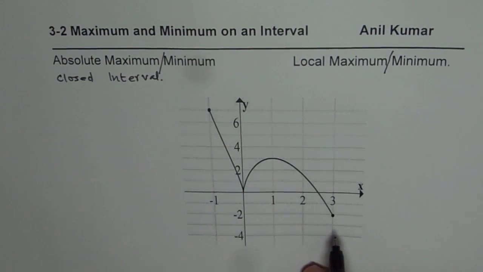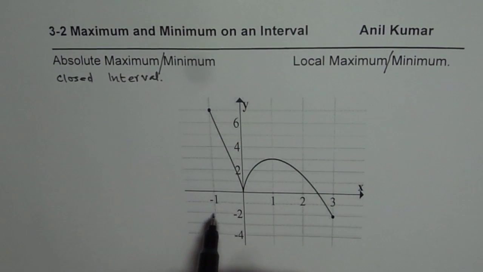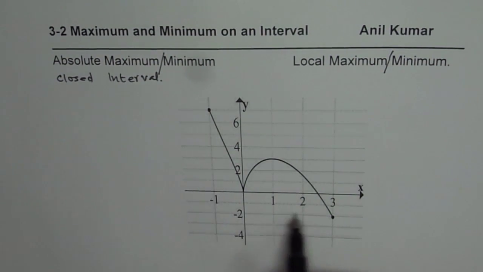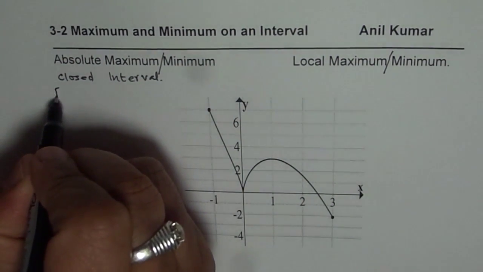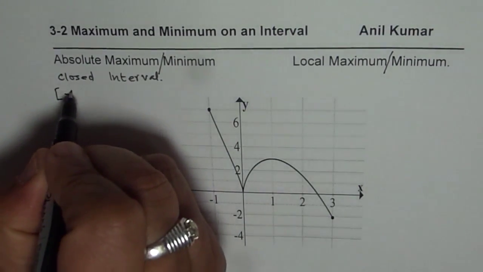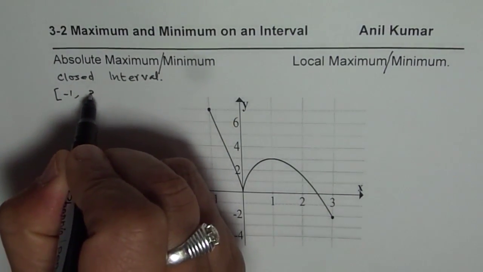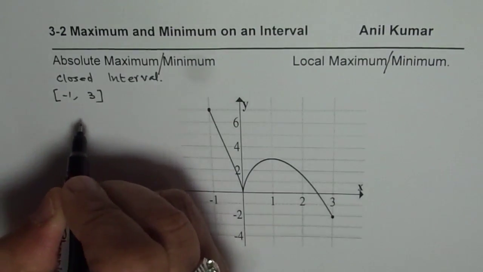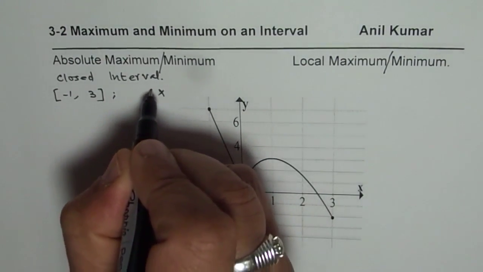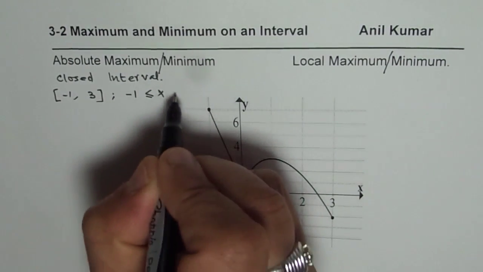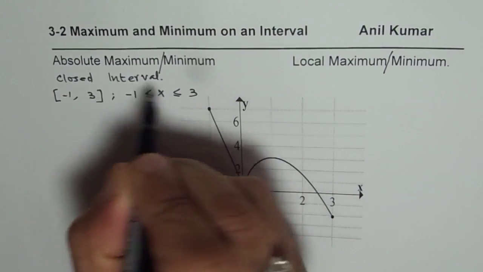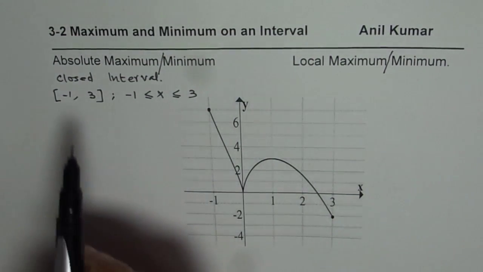The graph here shown to you is given in a closed interval. The interval here is from -1 to 3. So we'll say the interval is from -1 to 3, right? So in inequalities you could also write this as x is greater than or equal to -1 and less than or equal to 3, right? That is what. Now let's answer this question.